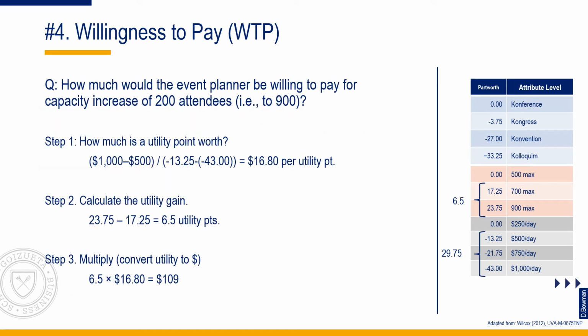First, determine how much a utility point is worth in dollars around the change that is being considered. The price is $750 per day, so let's evaluate over the range $500 to $1,000. We find that a utility point near our change is worth about $75. The utility gain from 700 capacity to 900 capacity is 6.5. 6.5 times $75 is roughly $500.